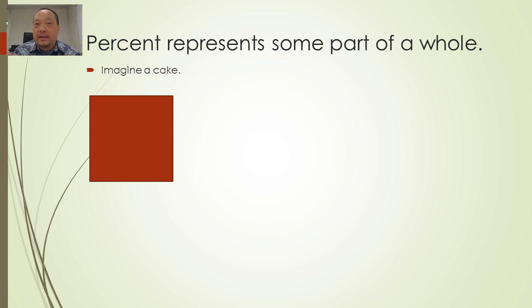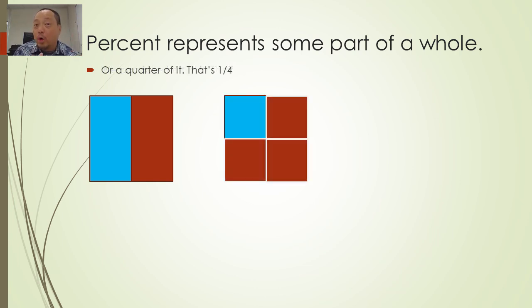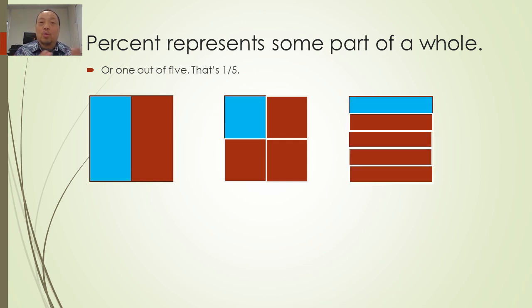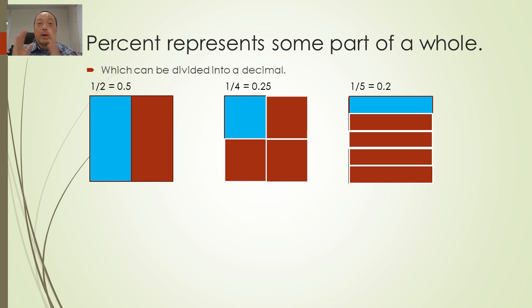Imagine that we have a cake. That's one whole. Now we can take a part of it. We can take half of it. That's 1 out of 2, 1 over 2 in fraction form. Or we can take 1/4 of it. That's 1 over 4 in fraction form. Or 1/5, 1 over 5 in fraction form. These are all fractions, and the fractions can be divided into decimals. 1/2 equals 0.5. 1/4 equals 0.25. 1/5 equals 0.2.